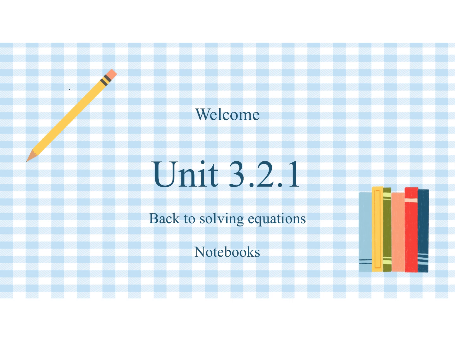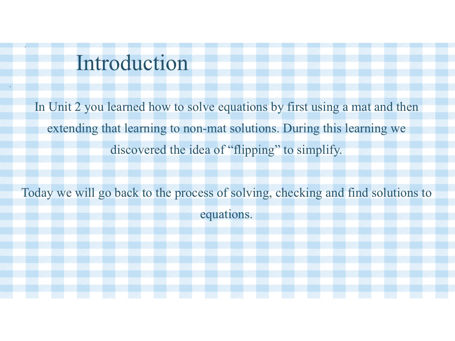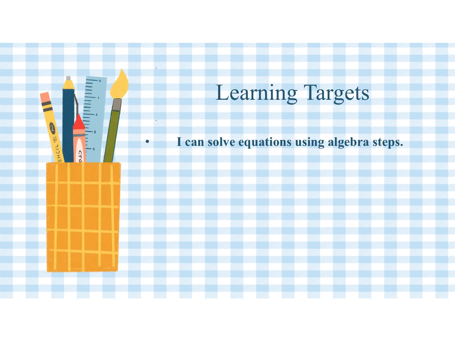So let's get started. I'd like you to follow along as I read the introduction to you. So our introduction: in Unit 2, you learned how to solve equations by first using a mat and then extending that learning to non-mat solutions. During this learning, we discovered the idea of flipping in order to simplify equations. Today, we're going to go back to that process of solving, checking, and finding solutions to equations. Your learning target for today's class is: I can solve equations using proper algebra steps.